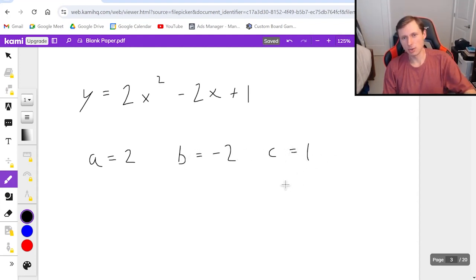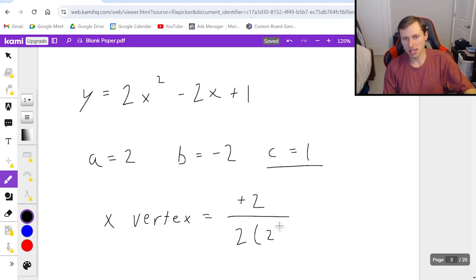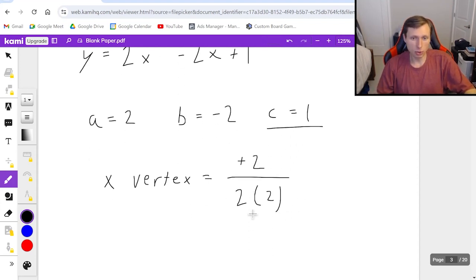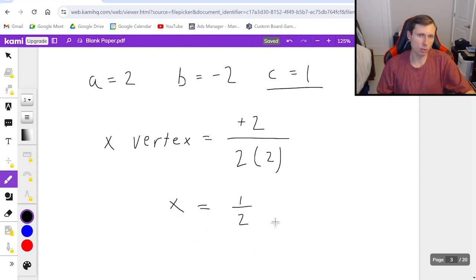You may notice, do I even need to write c since it doesn't show up in the equation at all? And the answer is no, not really, but I'm going to anyway because it doesn't hurt to leave it in. But x vertex is going to be my negative b over 2a. It is a double negative on the negative 2, making it positive 2, divided by 2 times a is 2. So this is going to be 2 over 4, which is 1/2. My x vertex is 1/2.